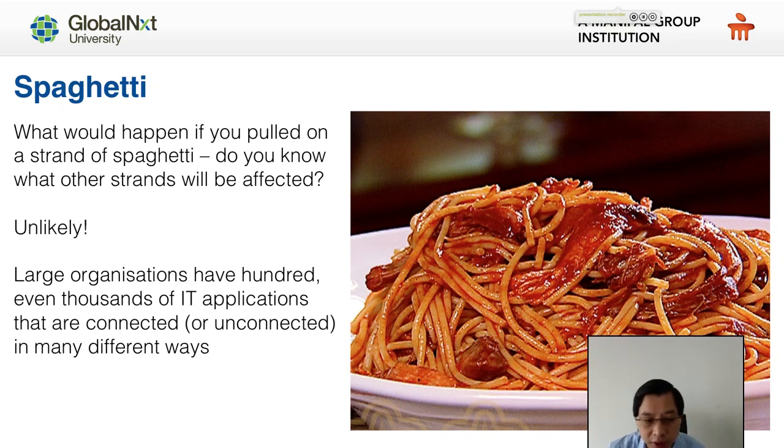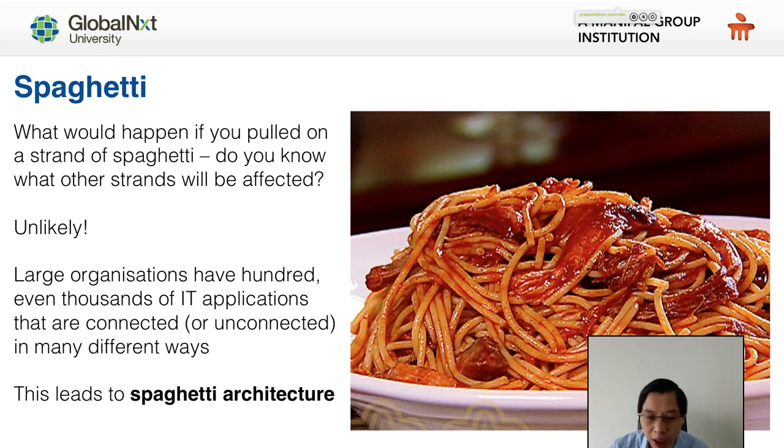If you look at their IT setup, a lot of big organizations will have hundreds, probably thousands of different IT applications, and they may be connected in various different ways, and it really is a very difficult arrangement. And this is what we call spaghetti architecture, because everything is fused together and it's not very well planned and it's not very well organized.